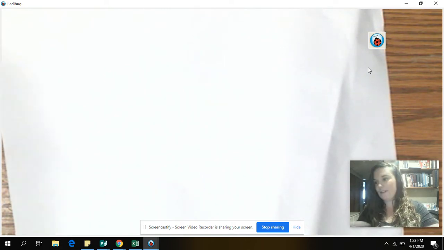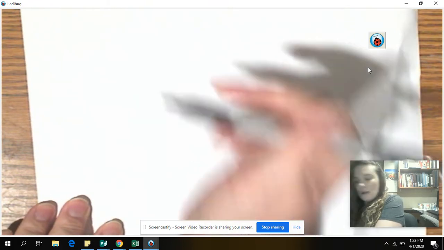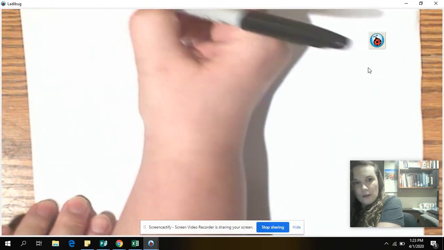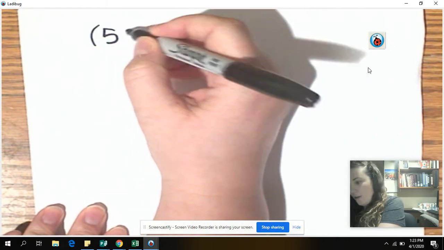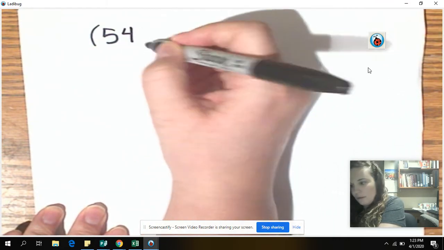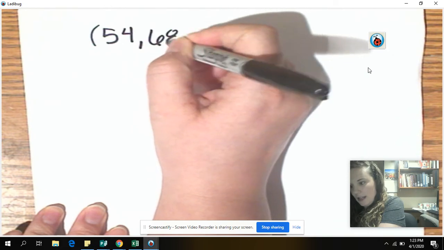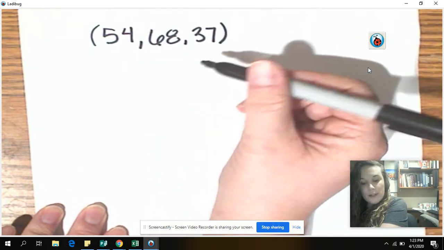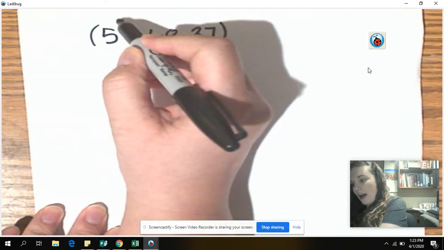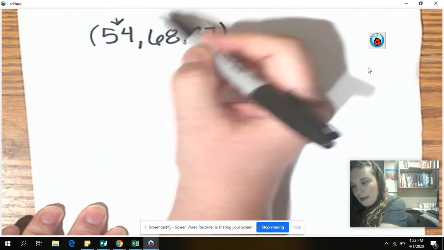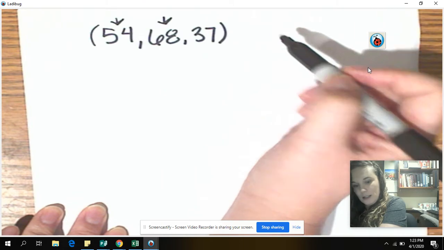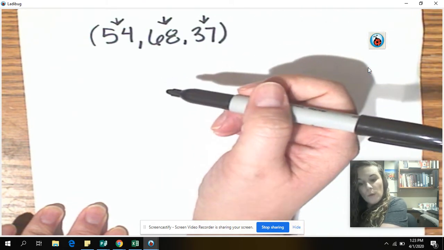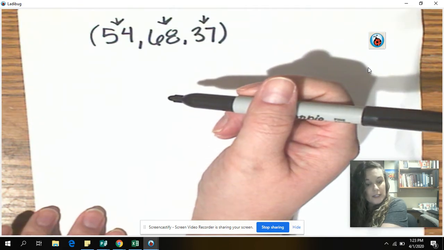So what we have is a number set of 54, 68, and 37. So if we were to read this, that would mean that I collected 54 rocks, Mila collected 68 rocks, and 37 of them were dark. So we need to figure out what is our first step here.